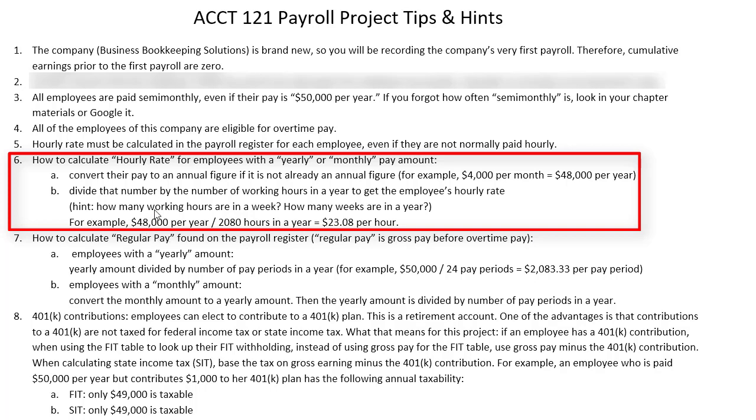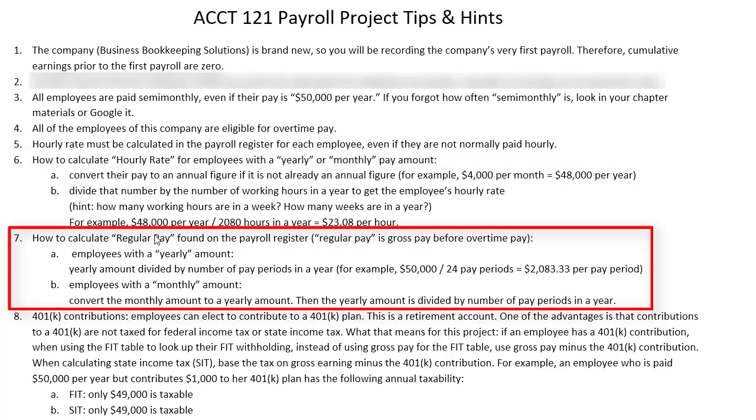So here's a hint. How many working hours are in a week? Well, 40. And how many weeks are there in a year? 52. So how many hours are in a year in a normal working year? What's 40 hours a week times 52 weeks? So for example, if this person is getting paid $48,000 a year, we're going to take $48,000 a year divided by 2,080 hours in a year, and that gives us an hourly rate of $23.08 per hour for this person who is paid $4,000 per month.